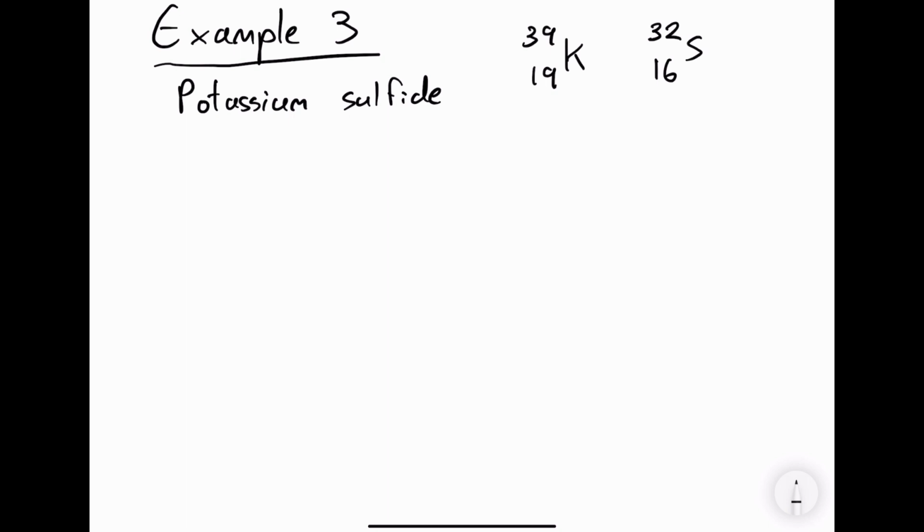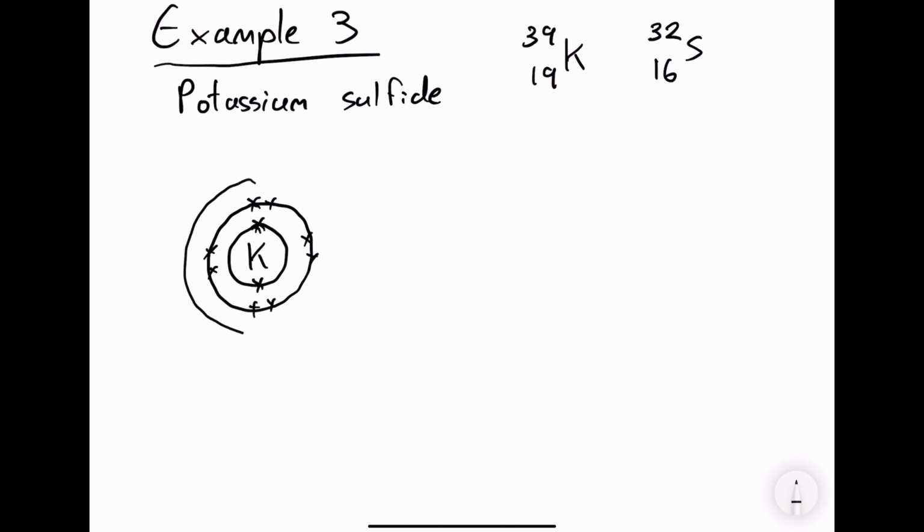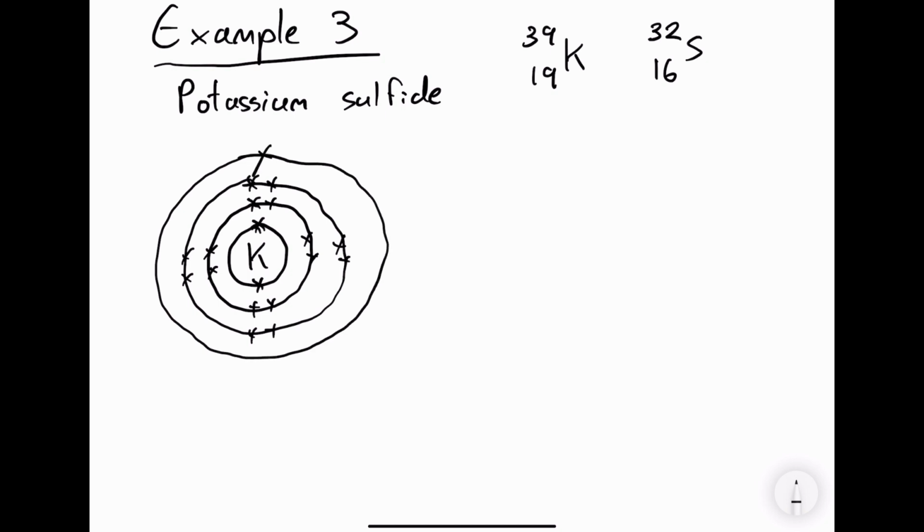So if we draw the potassium atom, in its first shell it's going to have 2 electrons. In its next shell it's going to have 8. This gives it a total of 10. In its next shell it's going to have 8. This gives it a total of 18. And in its final valence shell it's going to have 1.